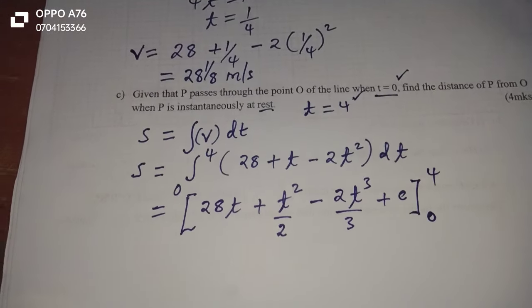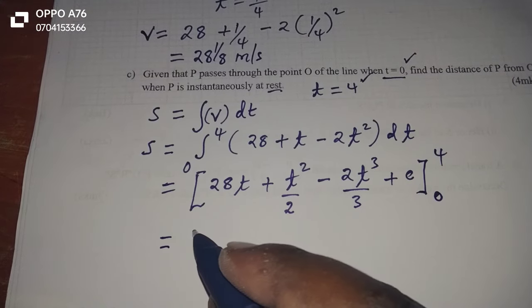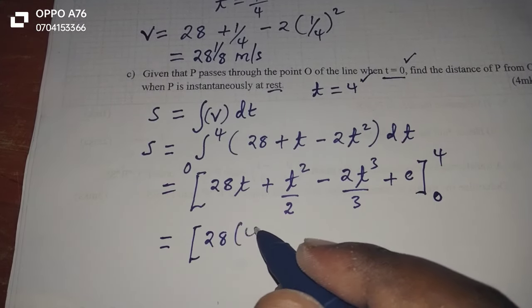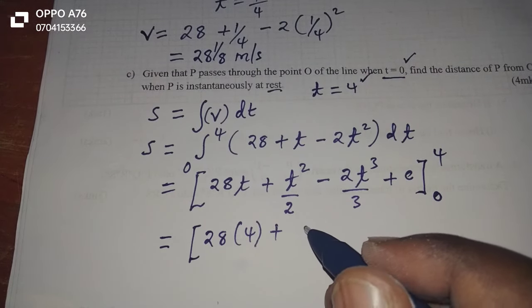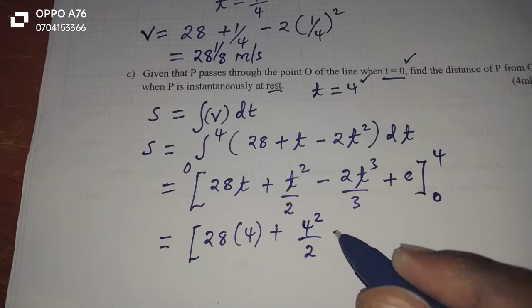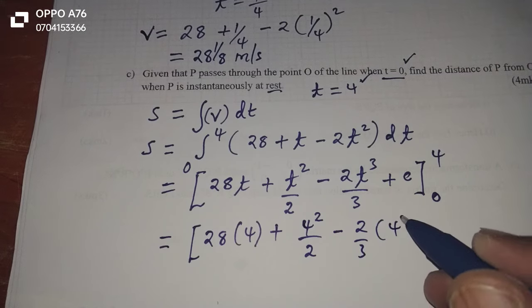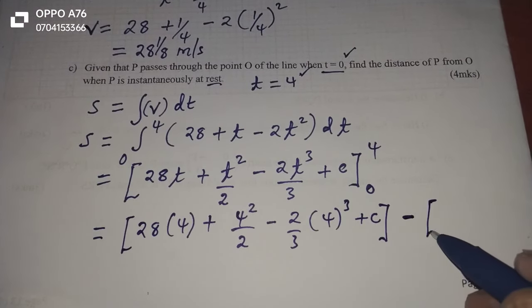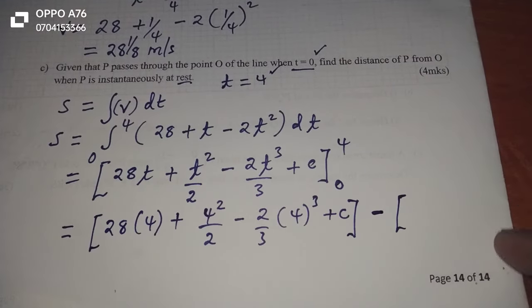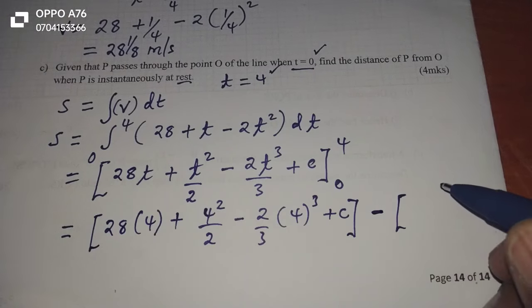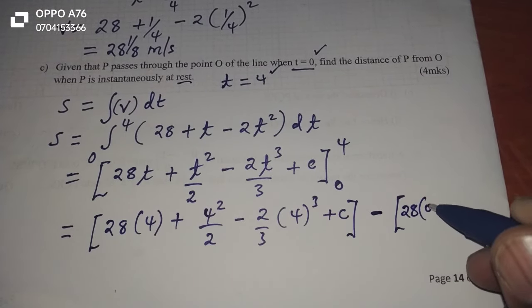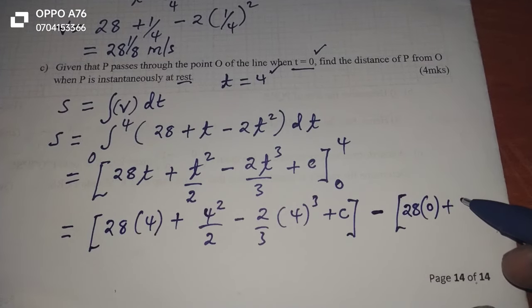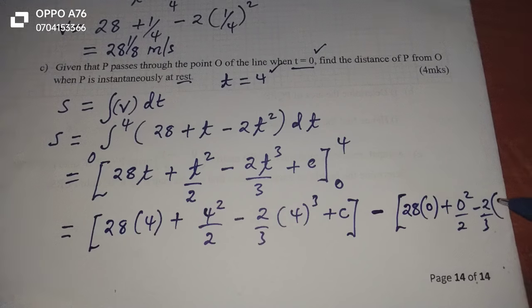Now we're going to substitute the value of t as 4. Therefore, we work with 28 by 4 plus 4 squared over 2 minus 2/3 into 4 power 3, plus a constant. We shall be subtracting when we substitute the value of t as 0, and as you can see, everything will just become 0. But let me express it now as part of the work. So 28 times 0 plus 0 squared over 2 minus 2 over 3, then we shall have 0 power 3. Then we add a constant.